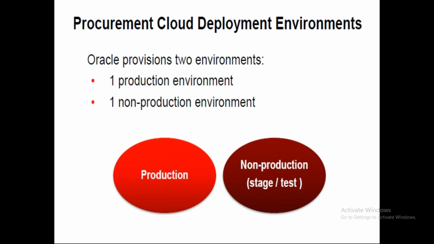One is testing, where you set up everything and test the data, and then you move to production. That is how the environments work in the procurement cloud, or SCM Fusion cloud.